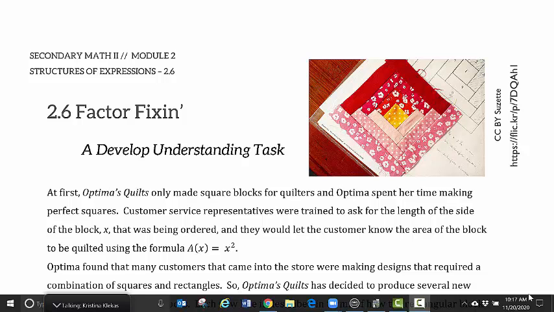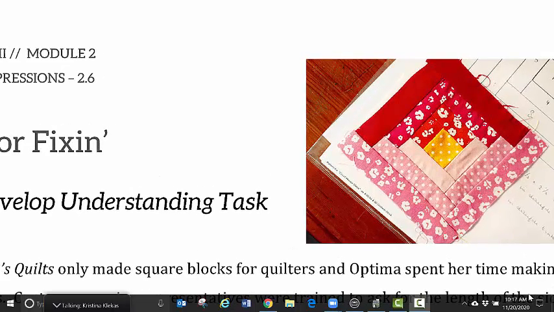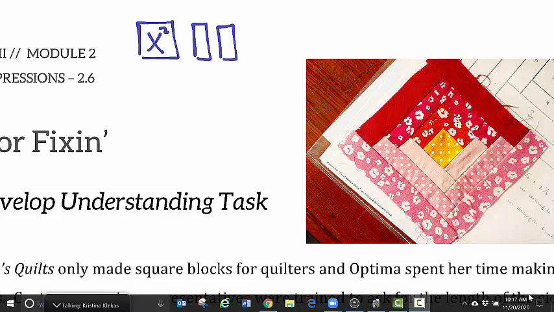This is the 2.6 task. Remember before, we've been working with squares. So we would say something like we have an x squared, 4x's, and we'd want to figure out how to turn that into a square.